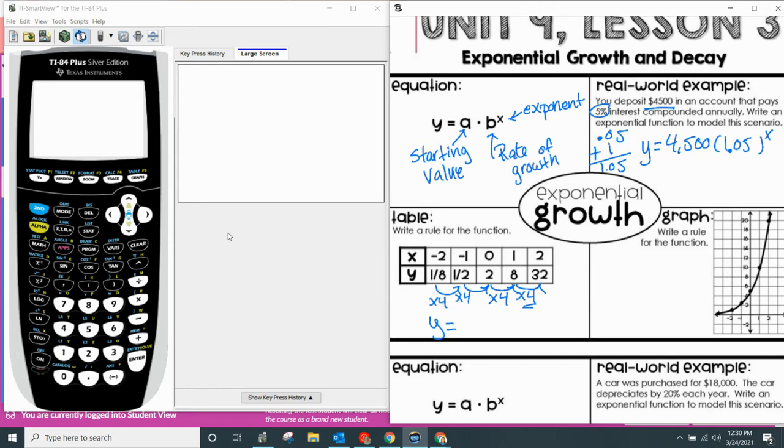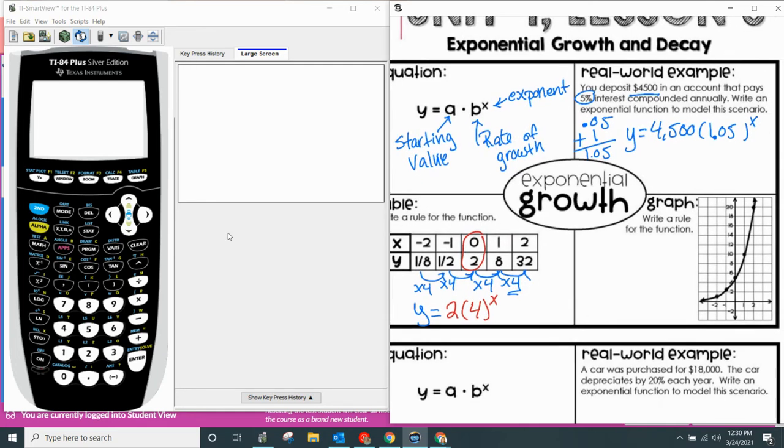Well, remember, if you have a y-intercept, the x value is always 0. There's your y-intercept right there. So it's 2 times your rate, which is changing by 4 every time, to the power of x. So what if we're even given a graph?